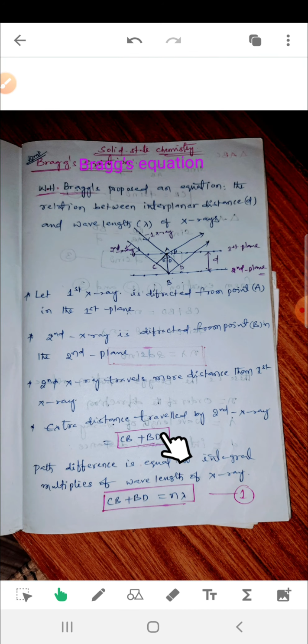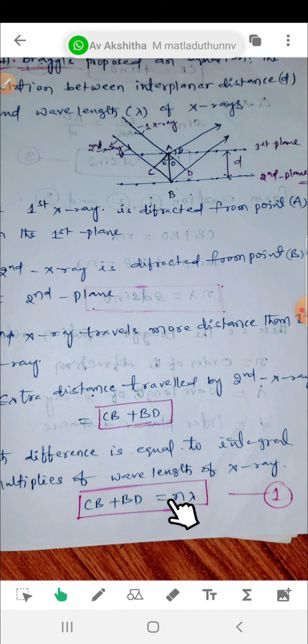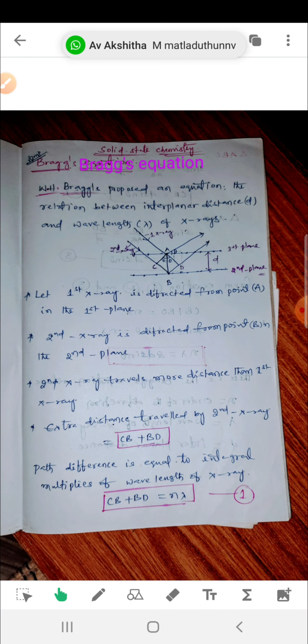So here the path difference is equal to an integral multiple of the wavelength of the X-ray. So CB plus BD equals n lambda. CB plus BD equals n lambda. You have to remember that point, and give it equation number 1.